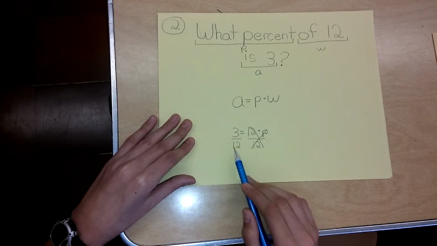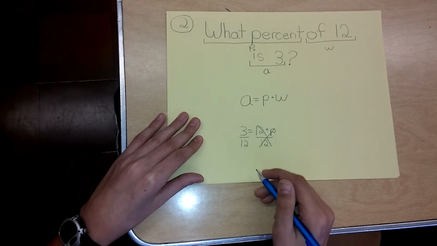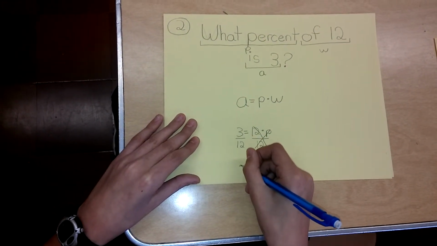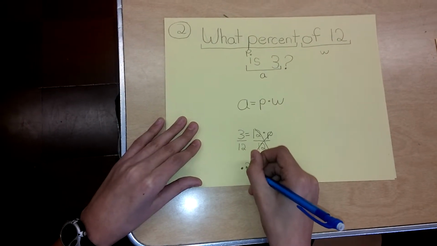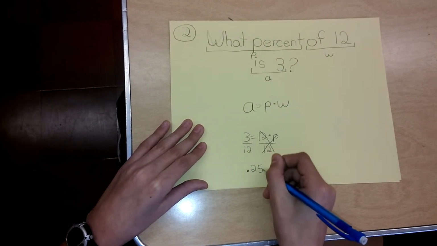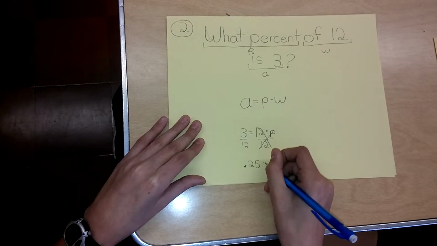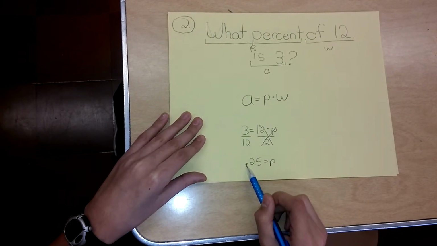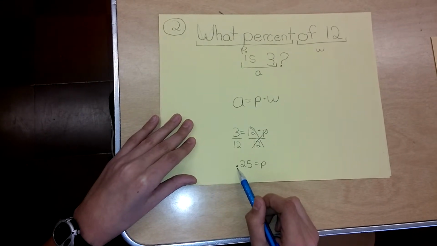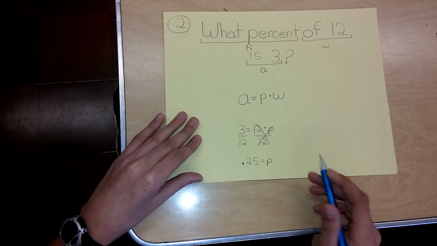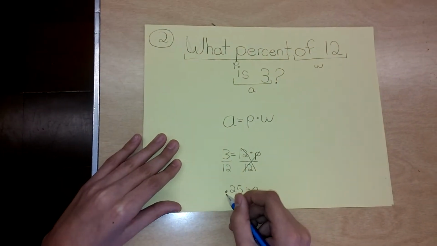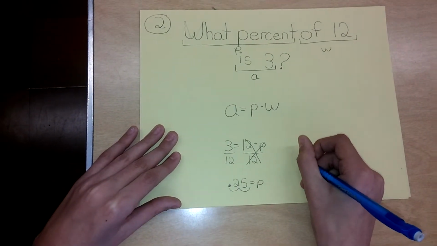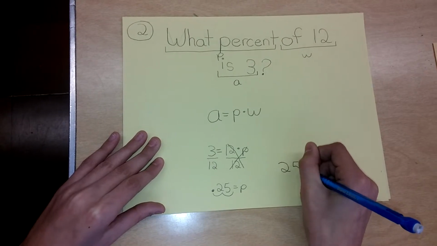In your calculator, do this problem, 3 divided by 12. And if you get 0.25, you are correct. So 0.25 equals P. But we're not just done yet. We still have to move this decimal 2 places over. So we would move it 1 space and 2 spaces. Then your answer would be 25%.